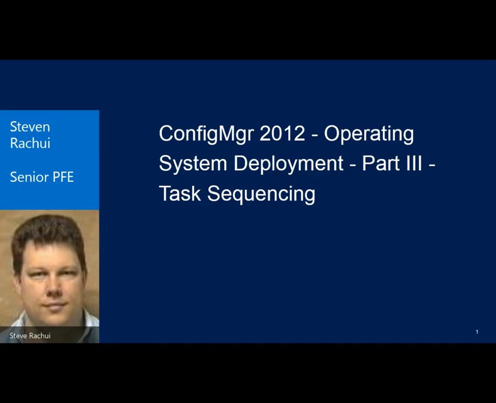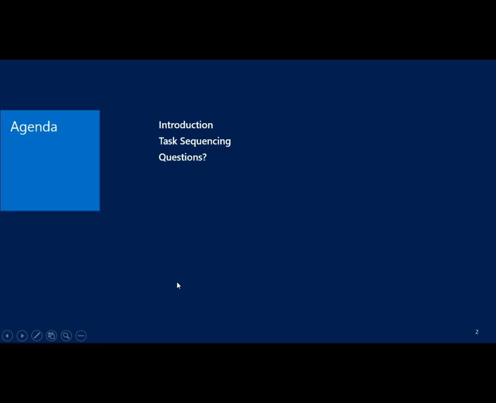So far, we have parts 1 and 2. Part 1 is a basic introduction of terms and some concepts important to understand OSD. Part 2 was a discussion of how we obtain the image file that we're going to deploy. Part 3 now turns the focus to the real centerpiece of OSD, which is task sequencing. So in this session, really that's all we're going to talk about is task sequencing.